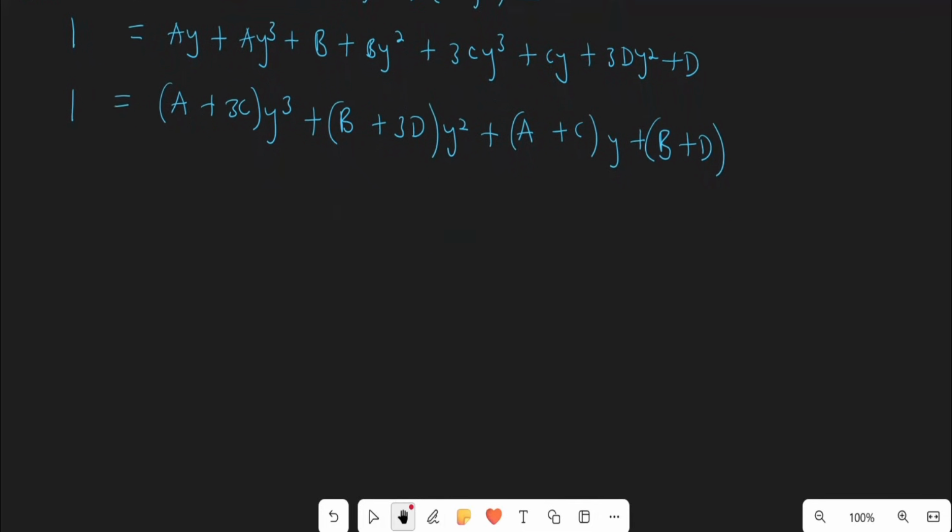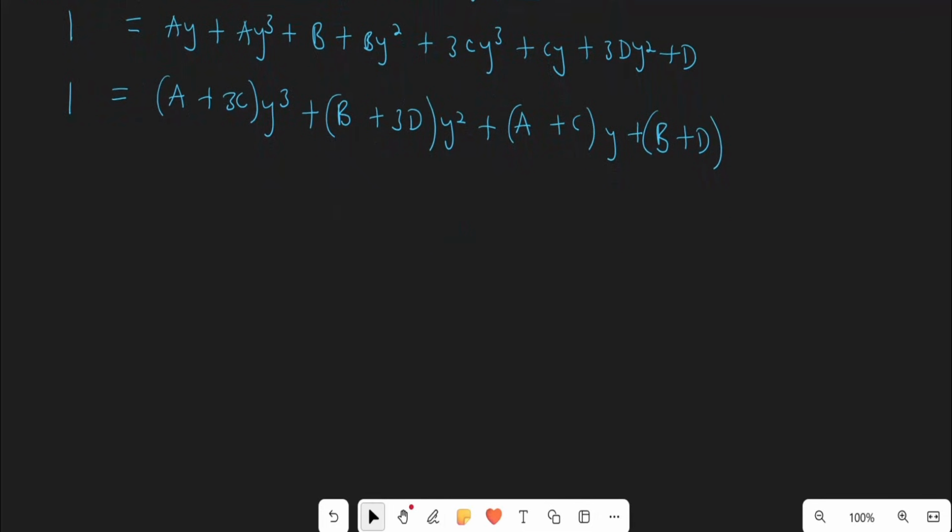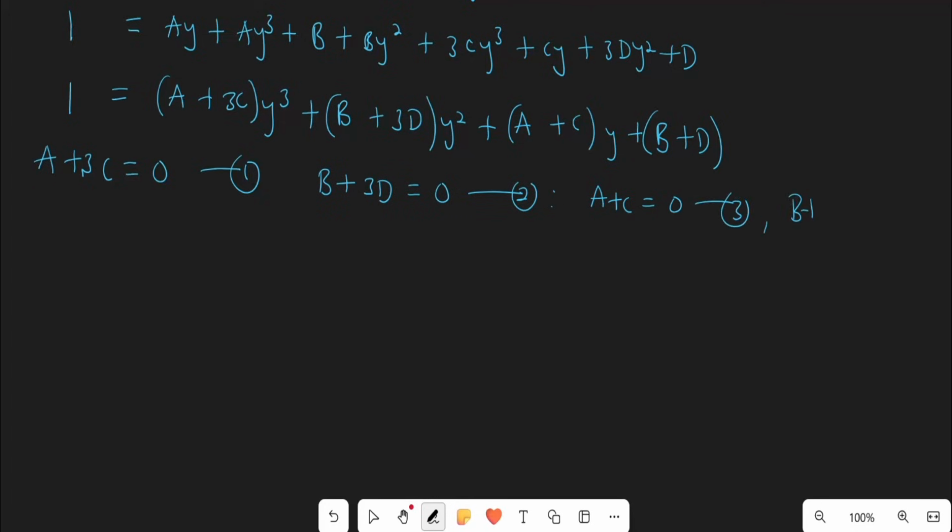So now we can compare both sides. There is no coefficient of y to the third on the left, the same as y squared and the same as y. So those ones are going to be 0. So we have a plus 3c equal to 0, equation 1. We have b plus 3d equal to 0 as well, equation 2. We have a plus c equal to 0, which is equation 3. And then the last one, b plus d, the constant, is equal to 1. The constant term on the left is equal to 1. That is what we have.